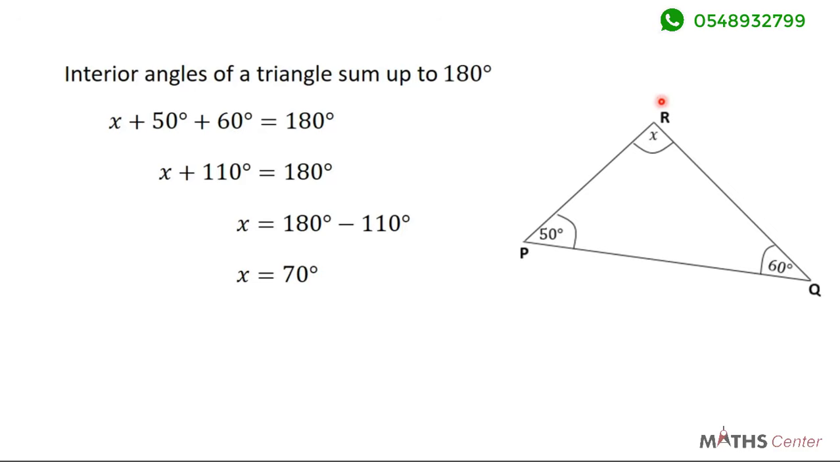So looking at this diagram, or this triangle, very carefully, you see that this angle is 50 degrees, here is 60 degrees, and X is 70 degrees. So all the interior angles are different. So this is an example of a scalene triangle, because the interior angles are all different and the sides are also different.